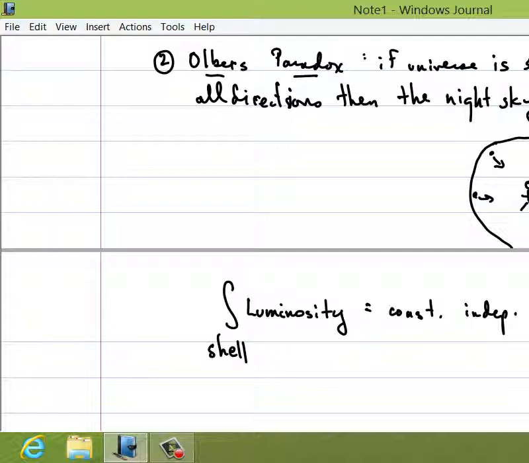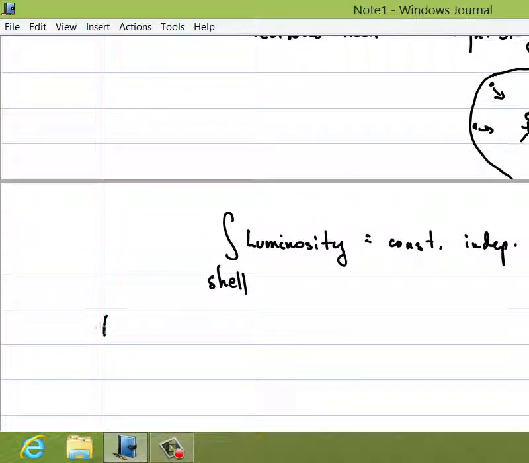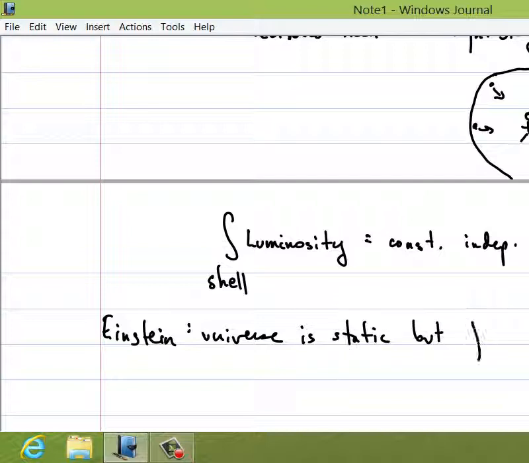Einstein had one idea for how to get around it. Einstein's resolution of this was that he believed that the universe is static and has existed forever, but finite in size.